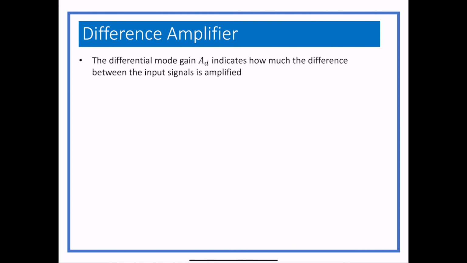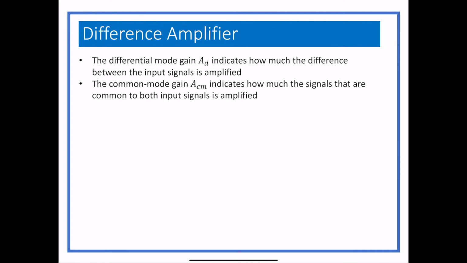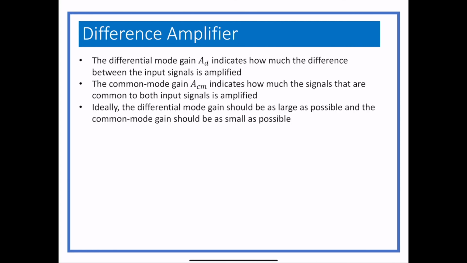So the differential mode gain indicates how much the difference between the input signals is amplified. The common mode gain tells you how much the signals that are common to both input signals is amplified. Remember, we pretty much consider that to be noise, so we don't want that amplified, but we do want the difference between the two signals amplified. So ideally, the differential mode gain should be as big as possible, and the common mode gain should be as small as possible. But of course, you've got the same resistors in both gain equations, so you can't make one really, really big and one really, really small. You just have to have a trade-off there.